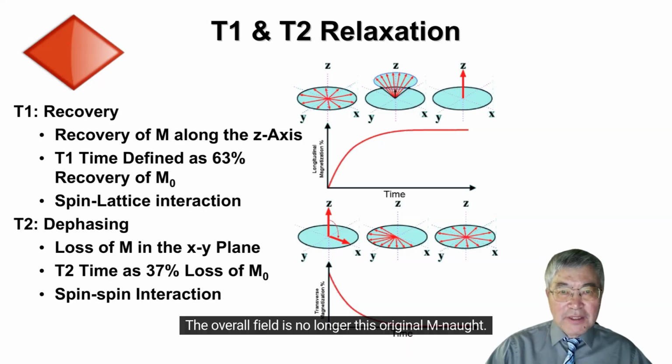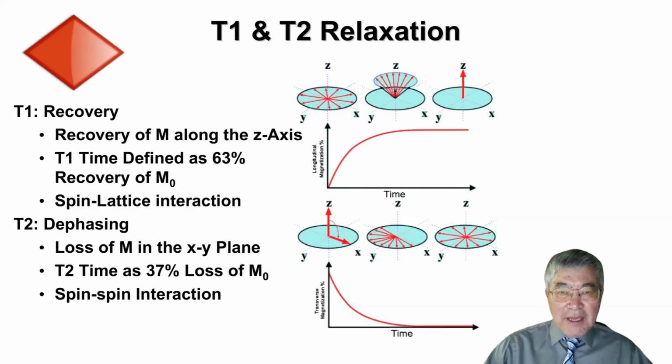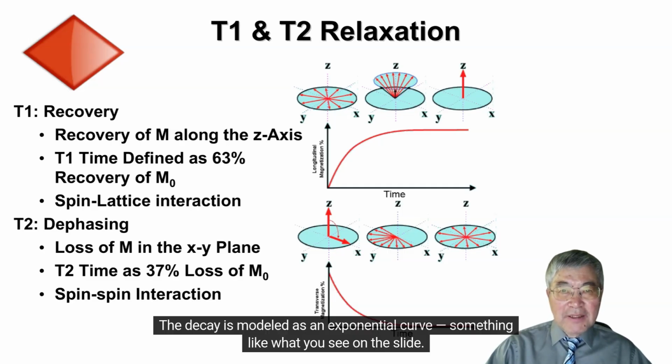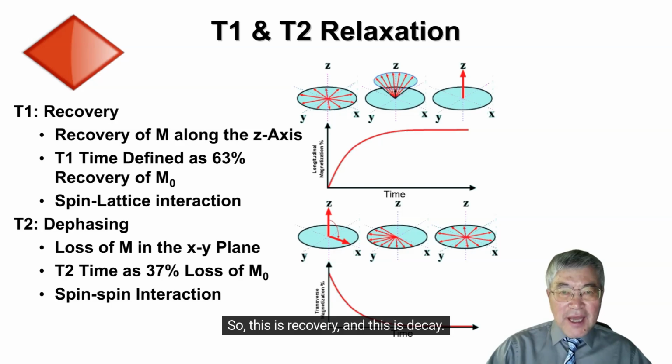The overall field is no longer this original m0. Instead, it becomes effectively zero. The decay is modeled as an exponential curve, something like what you see on the slide. So this is recovery and this is decay. That is the T1, T2 story.